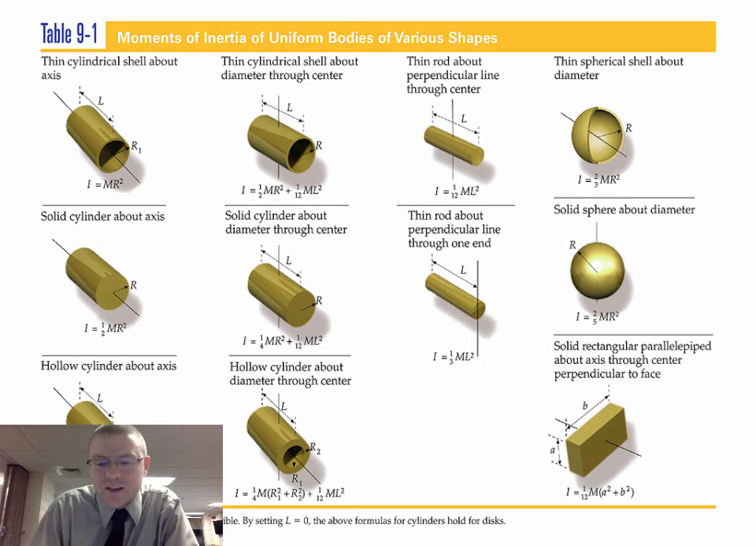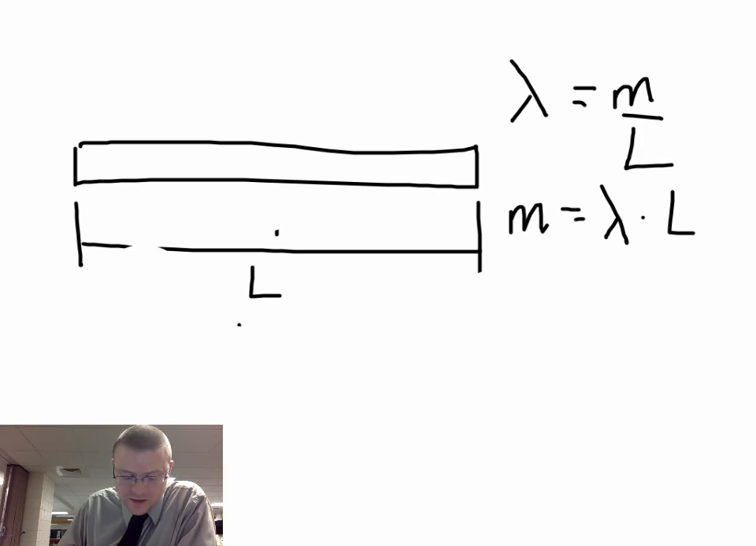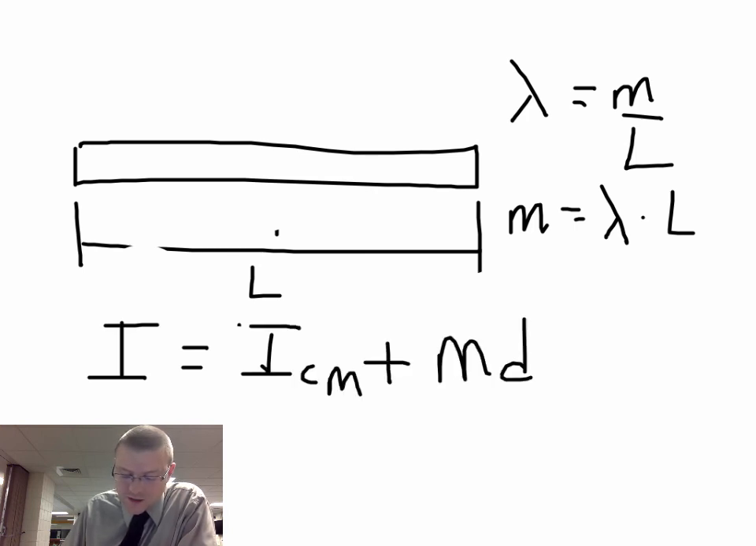Let's do one last thing here. Let's find the moment of inertia of the rod again, but this time let's use the parallel axis theorem. Alright, so the parallel axis theorem says that you take the moment about the center of mass, and you add an md squared, d being the distance from the center of mass to whatever point you're pivoting.